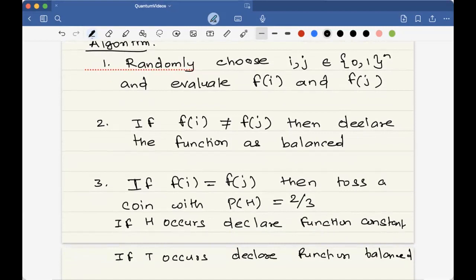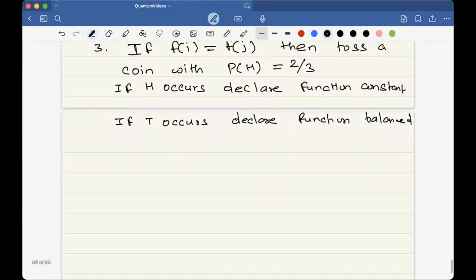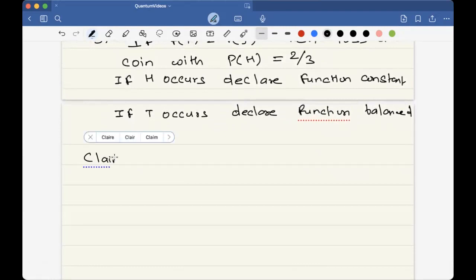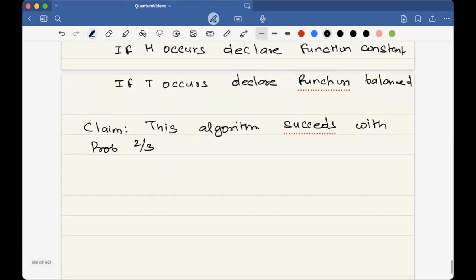And I claim that this algorithm succeeds with probability 2/3. What does success mean? Success means that if the function is constant, then with probability 2/3 the algorithm outputs that the function is constant. And if the function is balanced, with probability 2/3 the algorithm outputs that the function is balanced. So let's prove that that is the case. The claim is this algorithm succeeds with probability 2/3.